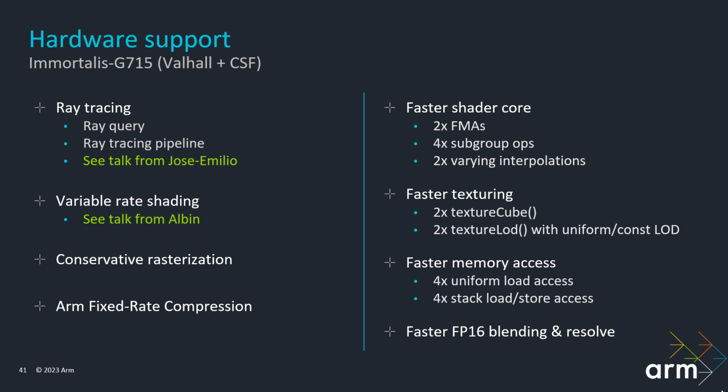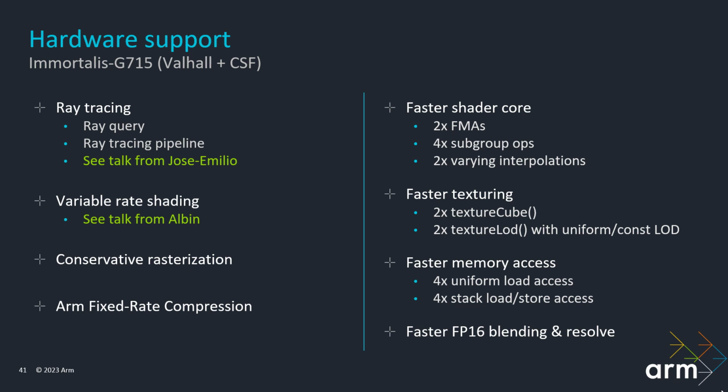The headline features for this are ray tracing and variable rate shading. There are some other talks in the Vulkanised video on YouTube from my colleagues Jose Emilio and Albin. We also have conservative rasterization and the Arm fixed rate compression that I explained earlier. So those are all new features that an application can opt in to use, and there's some pretty big ones there. Ray tracing and variable rate shading are big new technologies that enable a whole pile of new use cases that we're very excited to see what developers do.